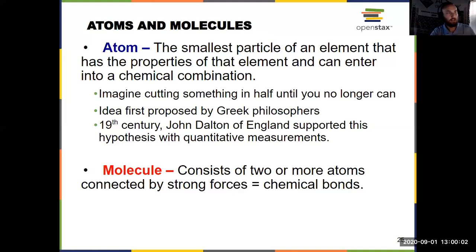And the key phrase there is that it has the properties of the element, because you probably know that there are things smaller than atoms, protons, neutrons, things like that, okay? But it maintains the properties of that element, an atom does. Okay? And then a molecule is at least two atoms. Could be the same atom, could be different atoms. Two atoms connected by a strong force, that's called a chemical bond.